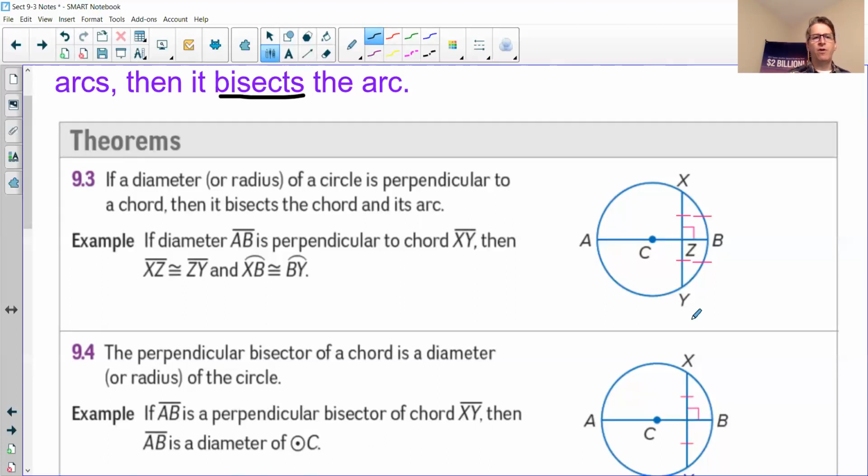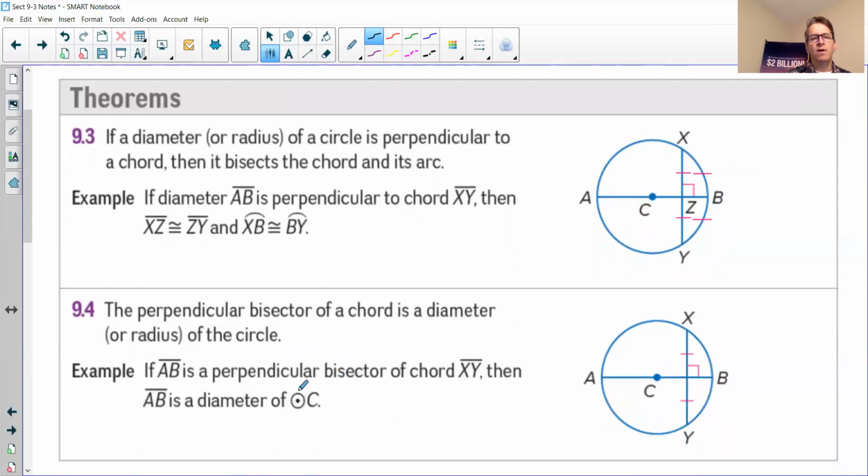Also 9.4, the perpendicular bisector of a chord is a diameter or radius of the circle. So if AB is the perpendicular bisector of chord XY, then AB is a diameter of circle C. You've got this chord going across, and if you have a segment AB that is perpendicular to that chord and bisects it, then we can conclude that it is the diameter.